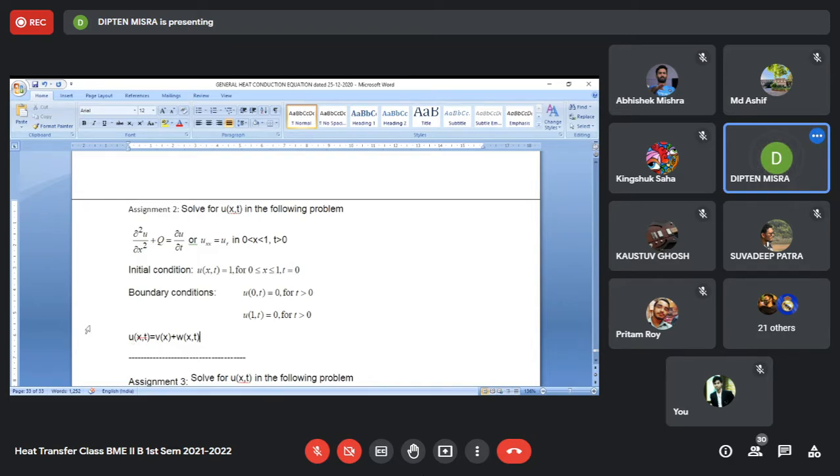Now we'll try to find out a solution for v separately, try to find out a solution for w separately, and then if we add the solution for v and w, then it basically gives us the solution for the problem in terms of u. And this is what is known as the method of superposition.